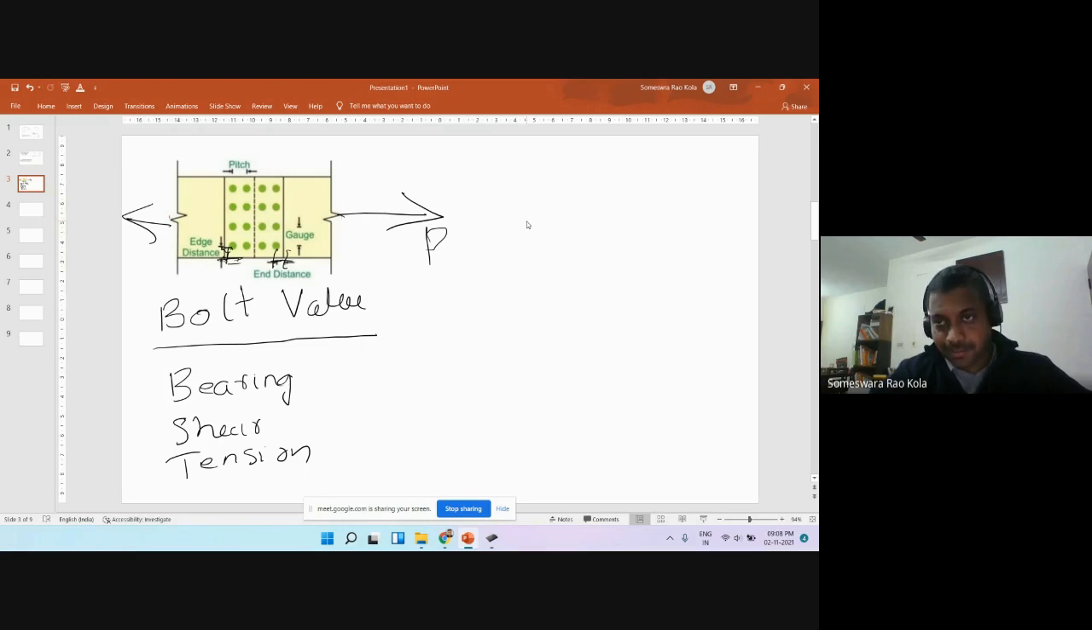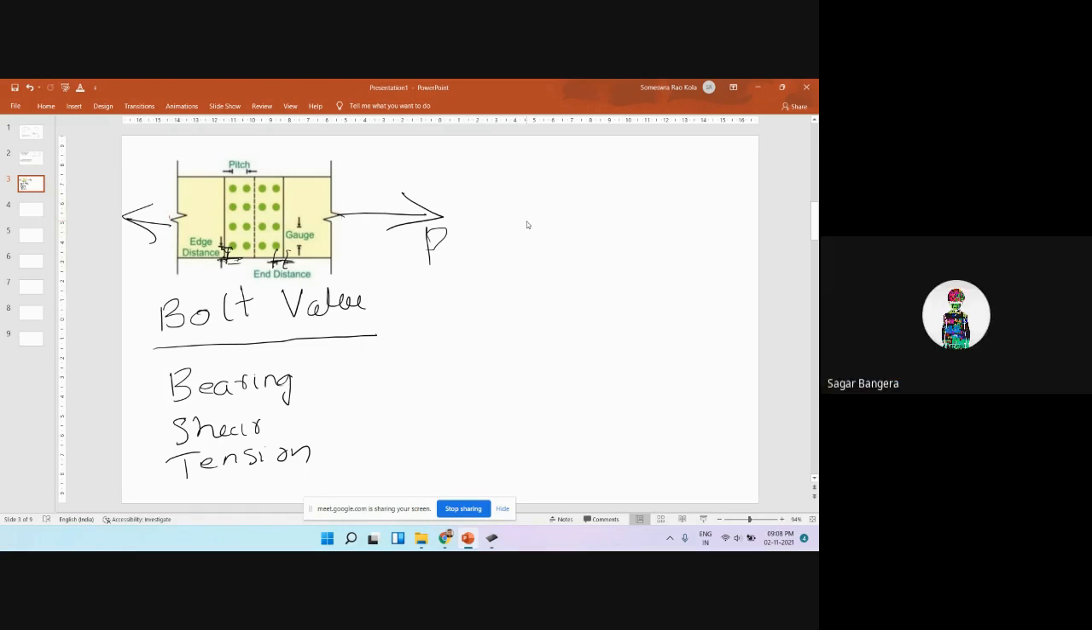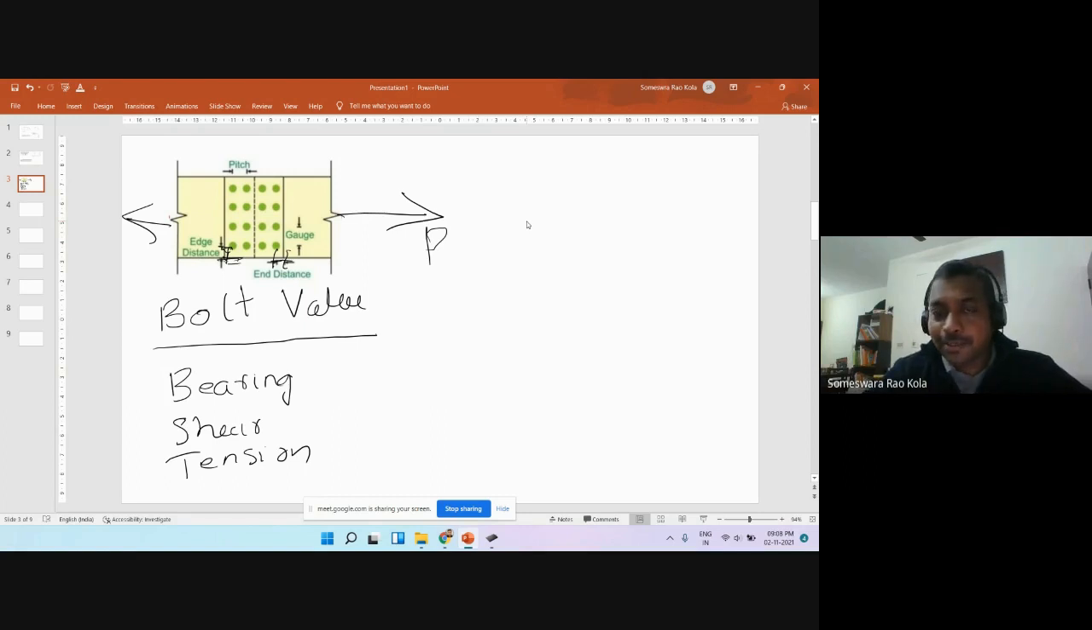Correct? Yes, sir. So because there is no bearing or shear there, it's only the tension which is getting transmitted through the friction. So there also the tension strength of the bolt shall be evaluated. Now let us look at these two strengths of the bolts, and then come to a definition of what a bolt value is.